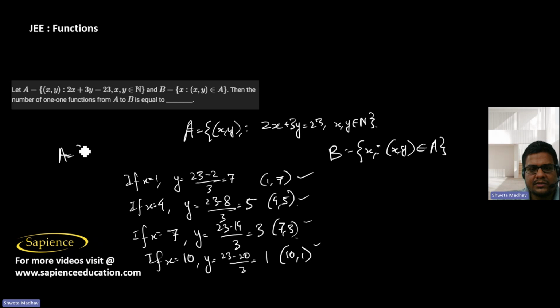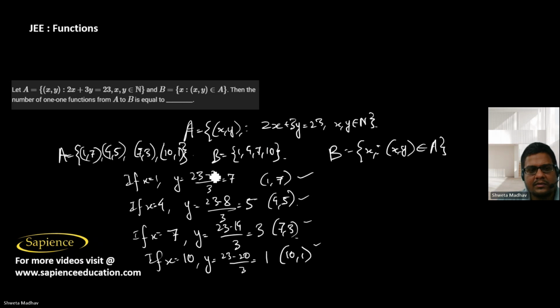So A is a set which contains the ordered pairs 1 comma 7, 4 comma 5, 7 comma 3, 10 comma 1. And then B is a set which contains only the pre-images x of the set A, so that is 1, 4, 7 and 10. So now the number of 1-1 functions from A to B is equal to.